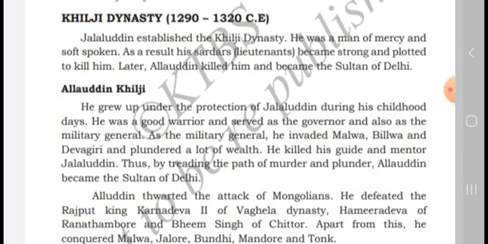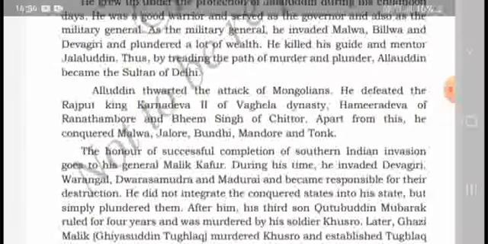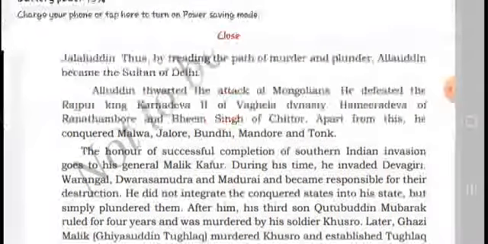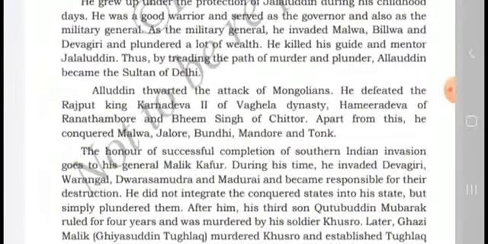He also killed his guide and mentor Jalaluddin, and thus, by treading the path of murder and plunder, Alauddin became the Sultan of Delhi. Alauddin thwarted the attacks of the Mongolians, and also defeated the Rajput kings, Kandeva II of the Vaghela dynasty, Hamir Deva of Ranthambore, and Bhim Singh of Chittor. Along with this, he conquered Malwa, Jalore, Bundi, Mandor, and Tam.